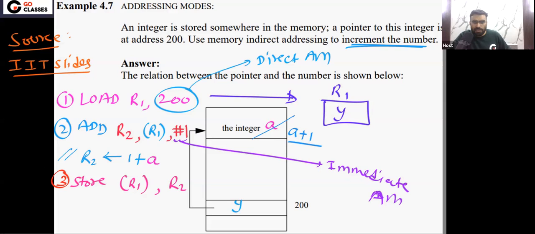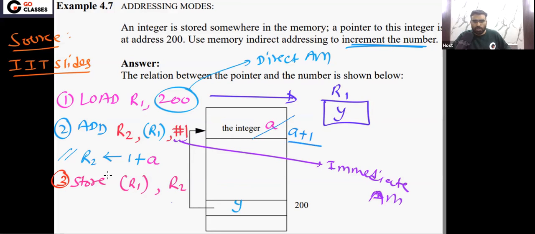Anyway, did you understand? Please tell me. Let me know. Is this clear? Finally, you are storing this A plus 1 value again, storing this value here. So this is what we are doing.